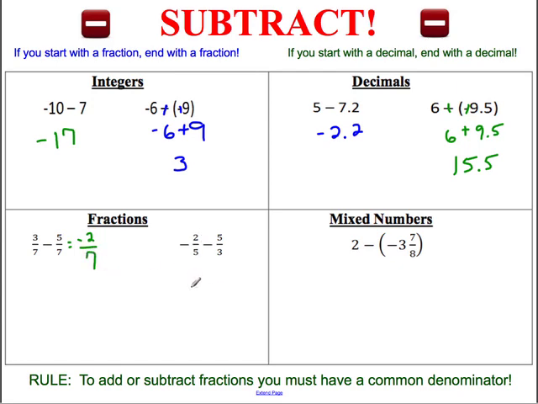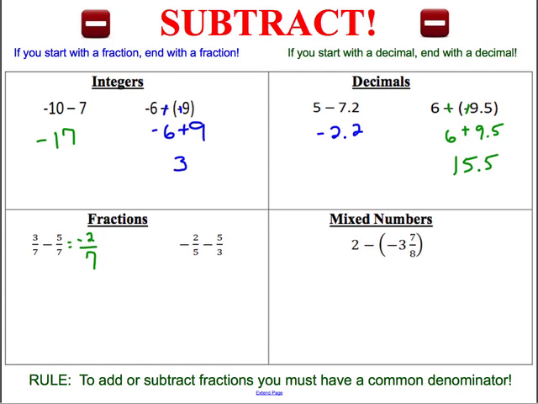And the last one here, classic. Negative 2 fifths minus 5 thirds. People all the time say, what's the difference between the negative and the subtraction sign? Well, not really anything. They mean the same thing. You're going in the negative direction. So here's a negative sign, here's a subtraction sign. They look exactly the same. They mean the same thing. We've got the negative direction going on.